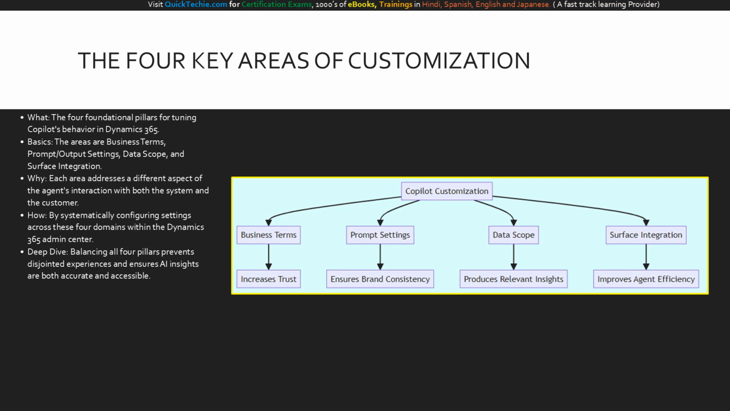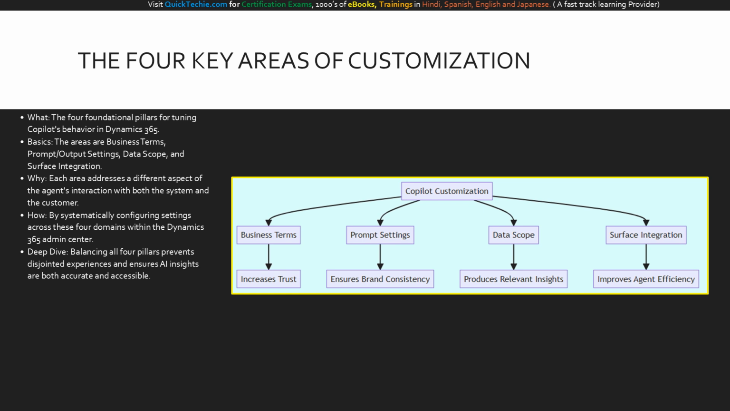What are the core areas of customization? Customization allows organizations to tune Copilot's behavior in 4 key areas. First, we have business terms and domain language, which aligns Copilot with your internal language. Second, prompt and output customization, which controls the tone, structure, and format of AI responses. Third, data scope and field configuration, which defines exactly what data Copilot can reference. And finally, surface integration, which determines where Copilot appears within the Dynamics 365 interface.